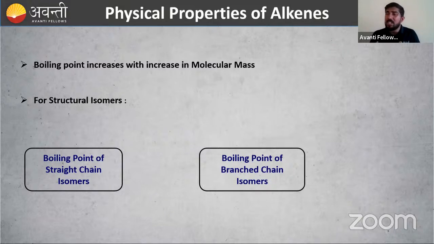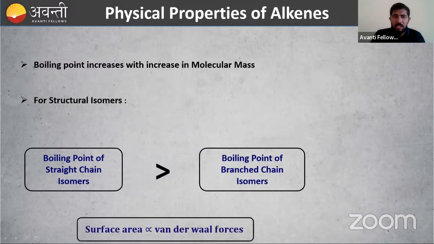For alkanes, alkenes, alkynes, and next year in so many chapters, we will repeat branched or straight chain: which one has the higher boiling point? Branch means like a sphere, surface area decreases, force of attraction decreases, so boiling point decreases. Straight chain isomers have a higher boiling point.